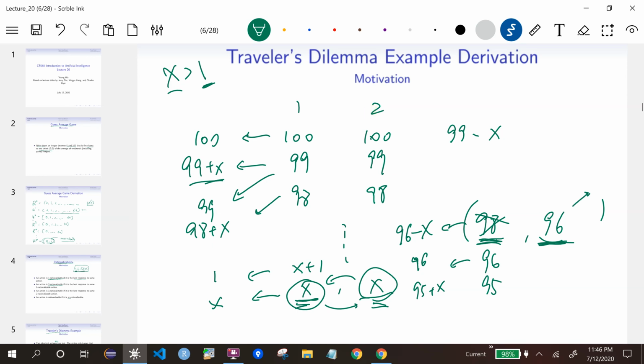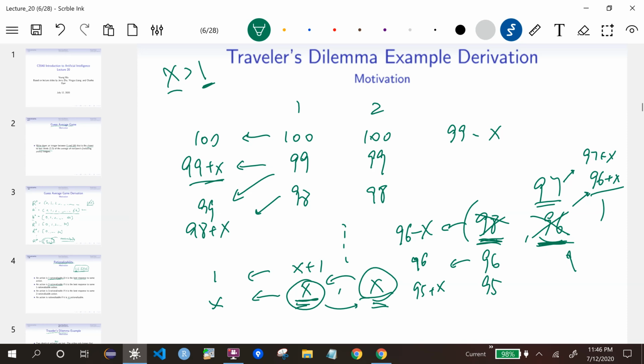Because if the other player chooses 96, then he or she will get 96 plus x. But the other player is greedy, and if the report is 97, then 97 plus x, which is strictly larger than 96. So 97 is the best response, not 96. So they are mutually not best responses. So this is not a Nash equilibrium.